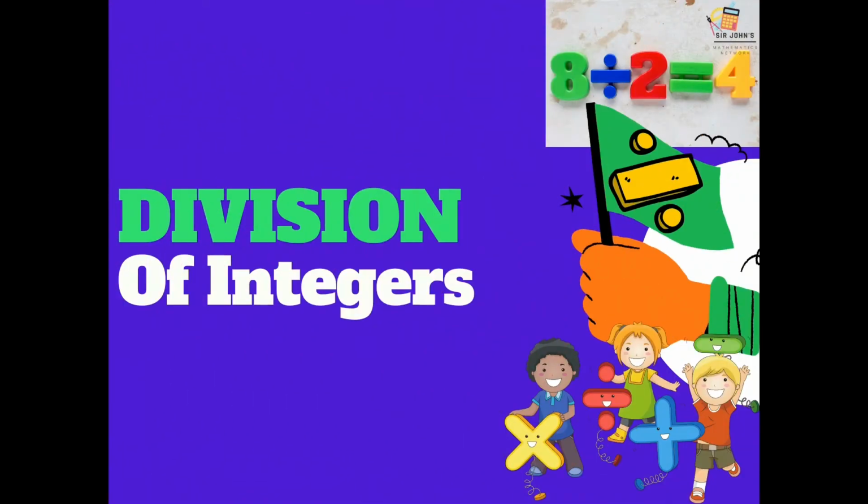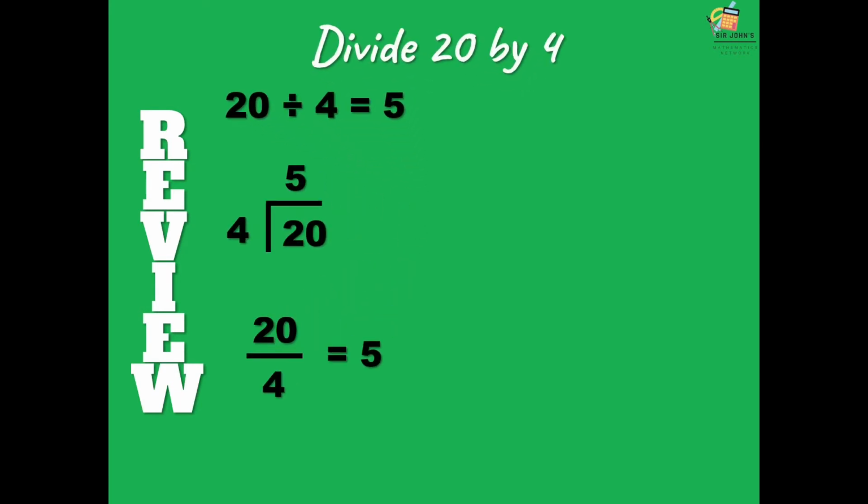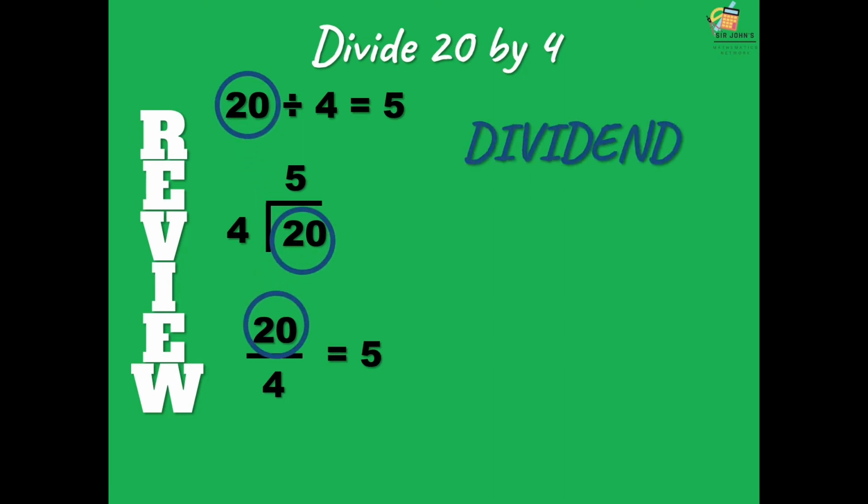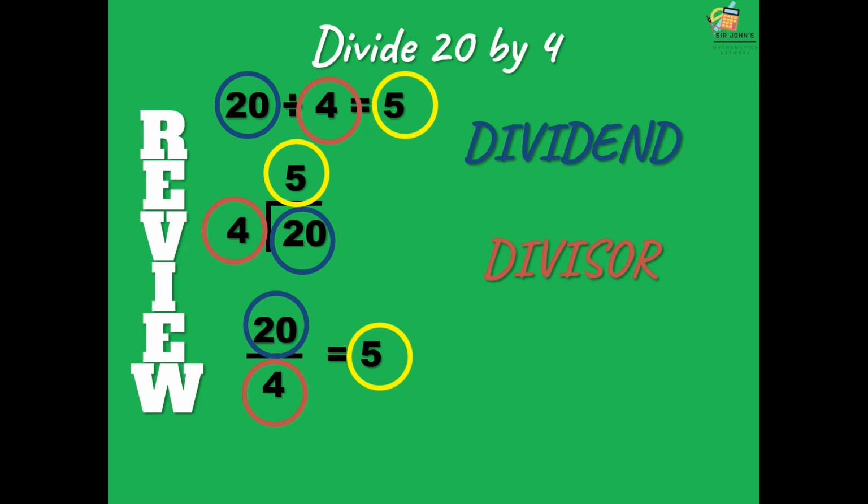Now, let us talk about division of integers. First, let us have a review. We all know that in dividing 20 by 4, we can write that in 3 different ways, tulad ng nakikita nyo. Yung 20 dyan, that is the dividend. Yung 4, that is the divisor. And yung 5 o yung sagot, that is the quotient.